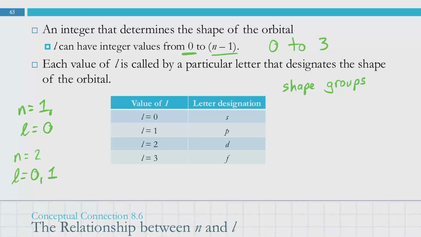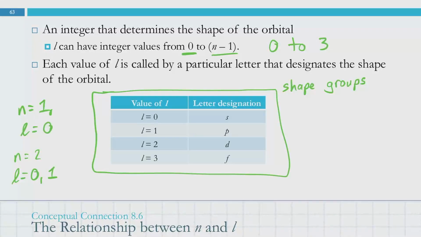And these are our 4 letters. I'd recommend memorizing this table. Our 4 letters are S, P, D, and F. And these specify different shapes. We will see what those shapes look like later.